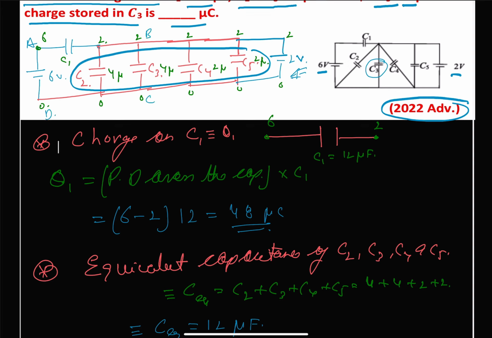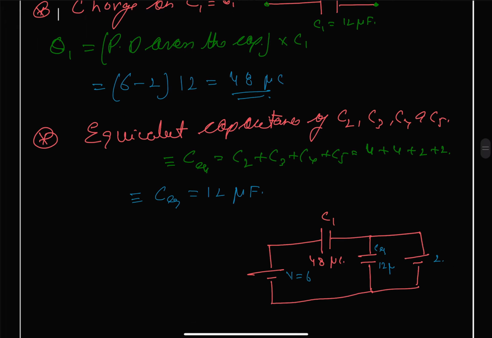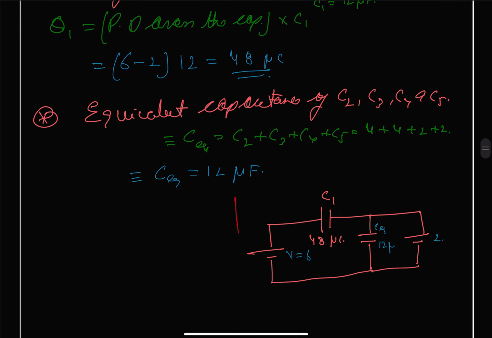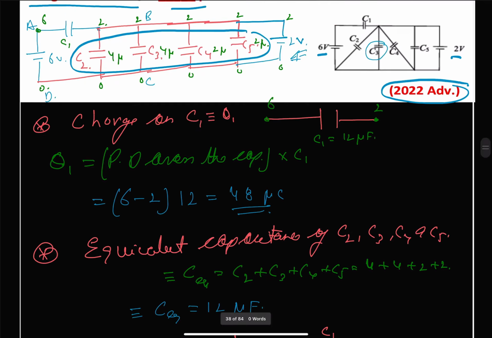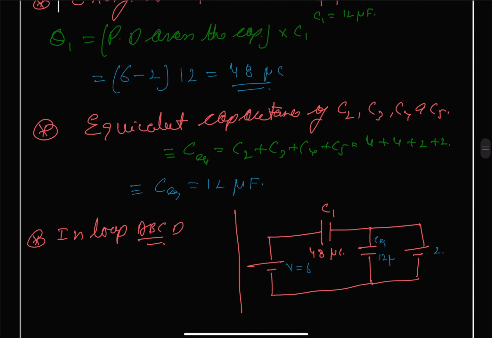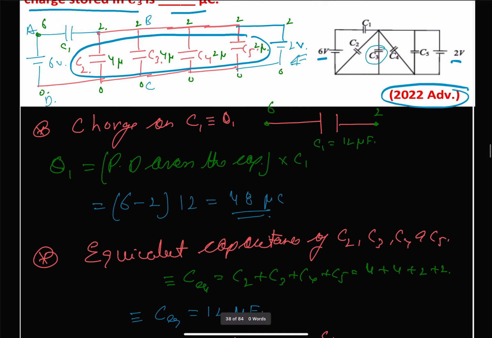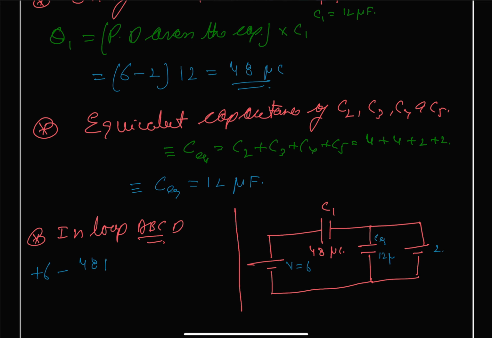So we can say in loop A, B, C and D, we can write this as plus 6 minus 48 divided by C1, that is our 12 micro, minus Q3, that is the charge on C3, and its value is given to us as 4 micro, will be equal to 0. And we can just solve it.